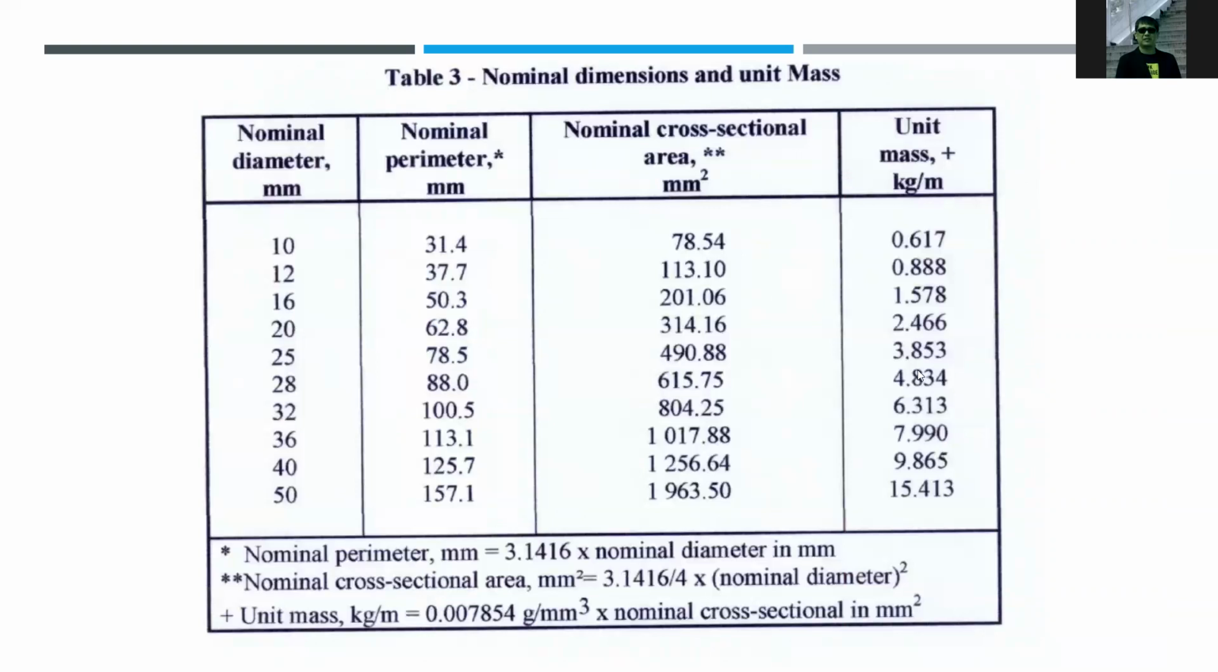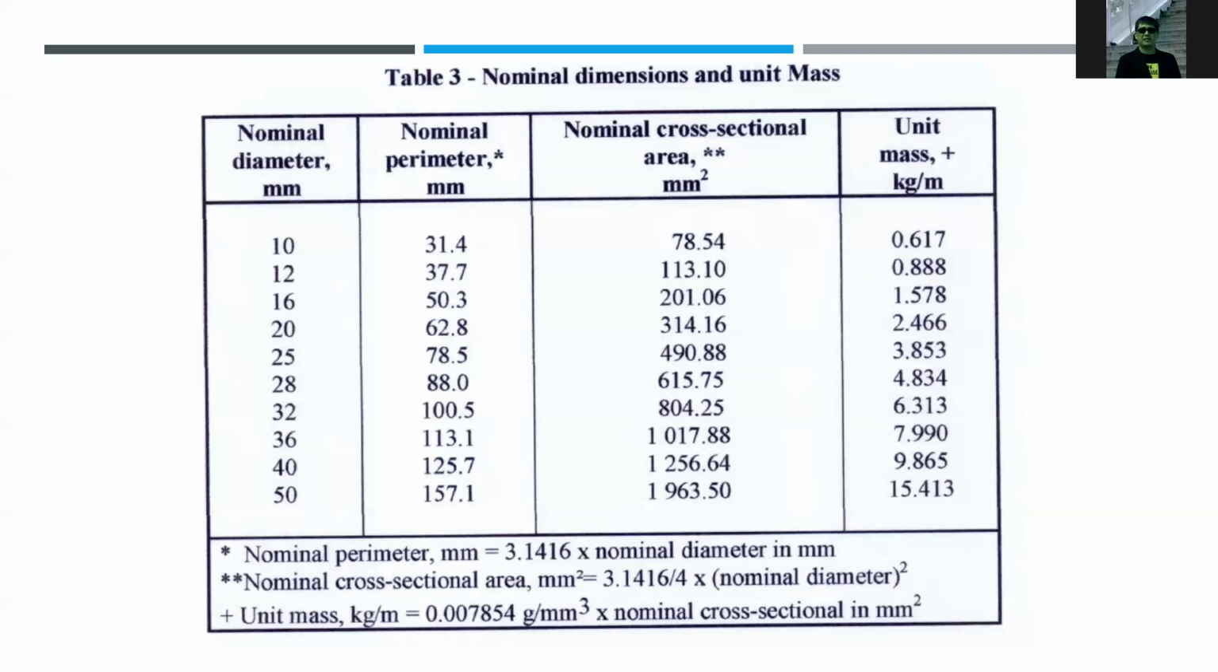This is the nominal dimension and unit mass. This shows the diameter of the rebar and the weight of the rebar per meter, kilogram per meter. So as you can see, if you have a 10 millimeter rebar, the unit mass is 0.617 kilogram per meter. If you have a 32 millimeter rebar, a 1 meter 32 millimeter rebar, the weight is about 6.3 kilos. So this is the table.